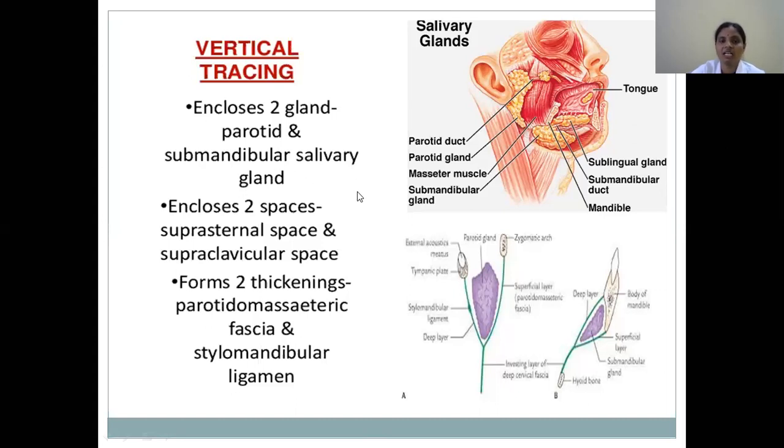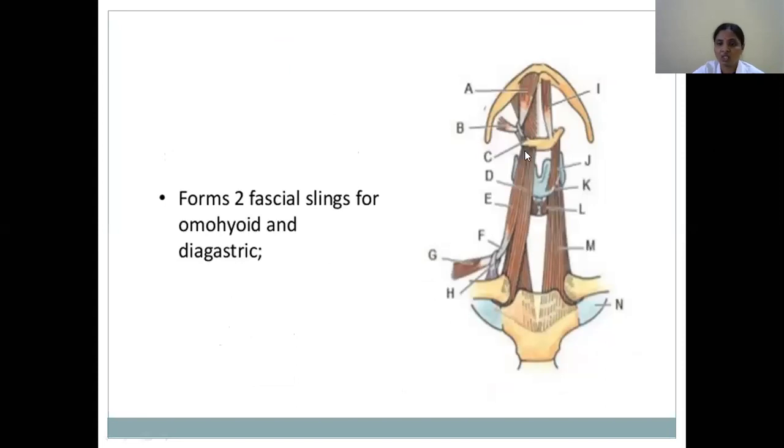So in vertical disposition, we can see how this investing layer is forming a facial envelope for the two important glands. These are the two major salivary glands. Next, on its course, it forms two facial slings. Here you identify, this is the symphysis menti and this is the lower border of the mandible. So here it gives origin to a muscle. What is that? Anterior belly of digastric.